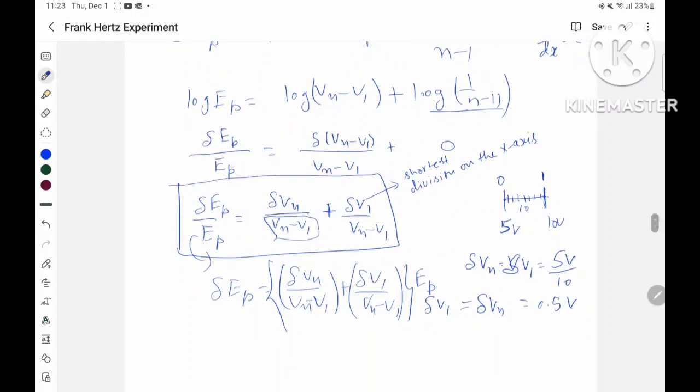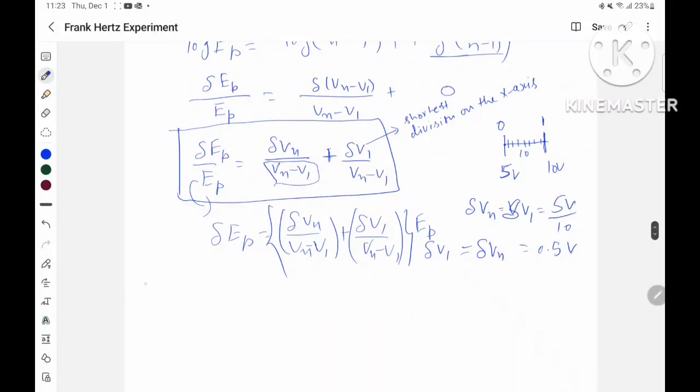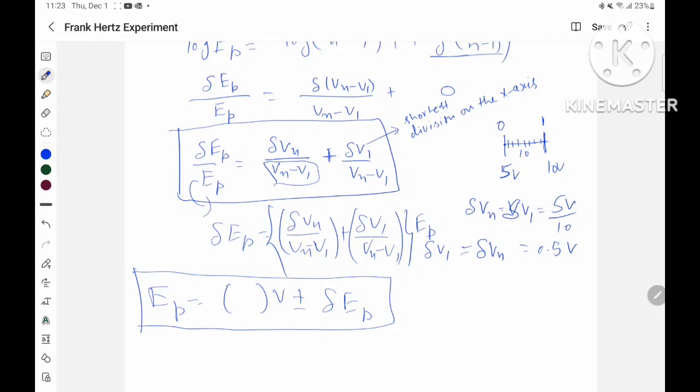Now once you have obtained delta EP, in the results you will report EP is equal to whatever value you got, those many volts, plus minus whatever delta EP value you got. Okay, so this is what you should report in the final result. And you can also show the percentage error, which is delta EP by EP multiplied by 100.